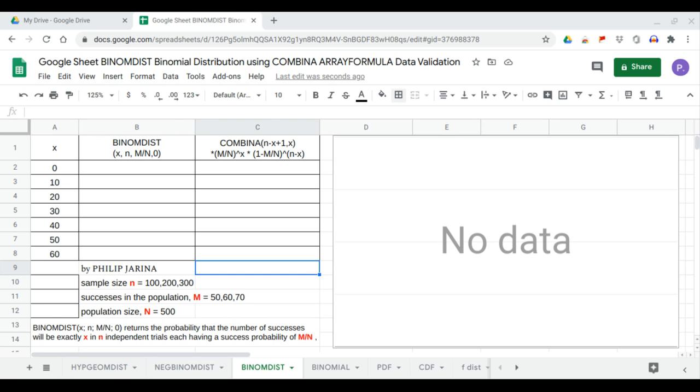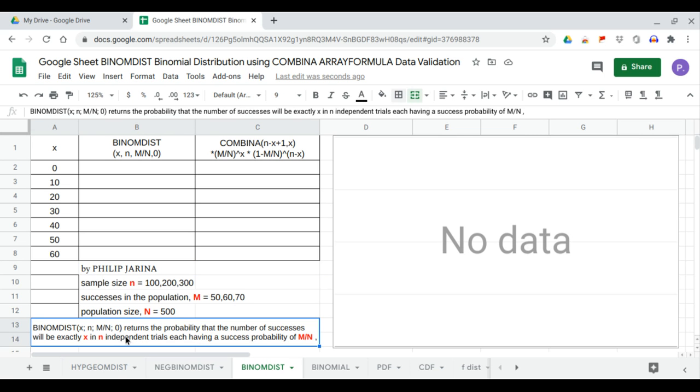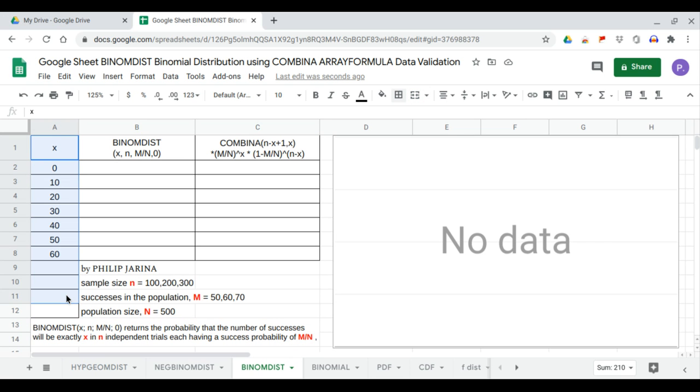Binomial distribution, or BINOMDIST, returns the probability that the number of successes will be exactly x in n independent trials, where each trial has a probability of success m over n. So in this video, we'll generate the BINOMDIST and use COMBINA to generate the same data set.